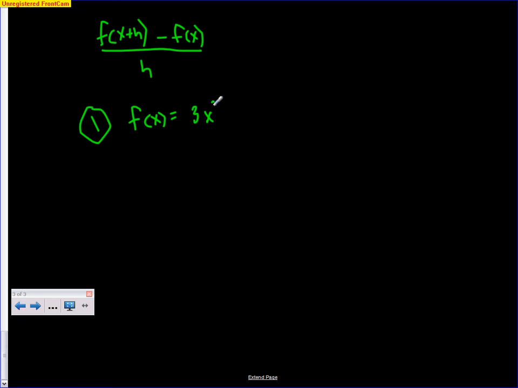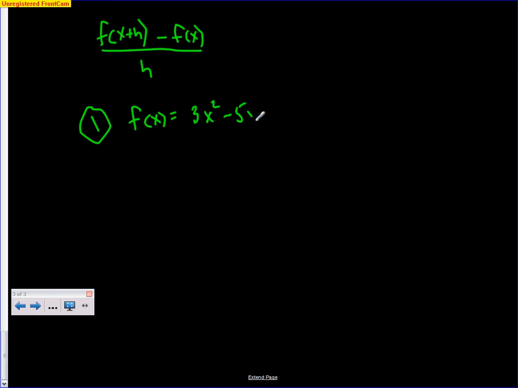So remember, the difference quotient is f of x plus h, minus f of x, all divided by h. Now remember, when you're done with this problem, you get that h on the bottom to cancel. So here's the first problem. We'll use that little mark I made by accident for the number 1. All right, first problem is the function is 3x squared minus 5x.